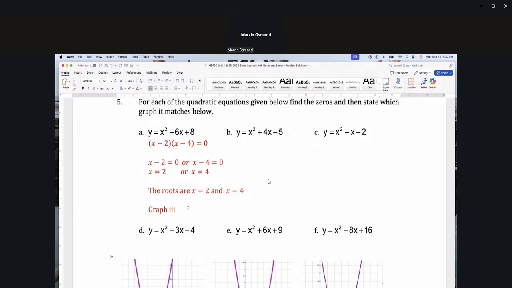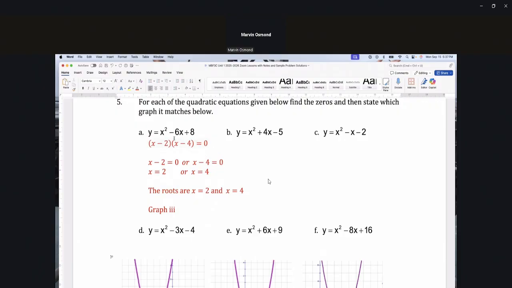Again, you can always check these by going to Desmos and then graphing it and verifying your answer. But do the math first, factor, determine the zeros or the roots, pick the equation that you think is the correct answer, then check it on Desmos. Okay, don't do Desmos first.